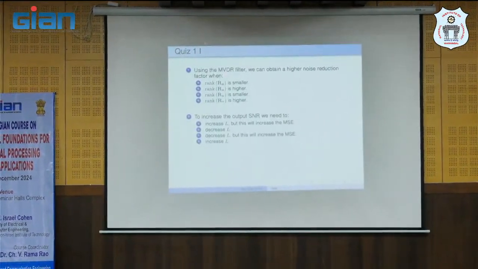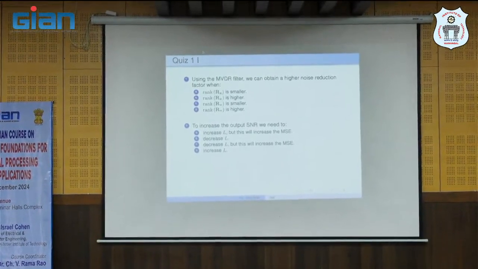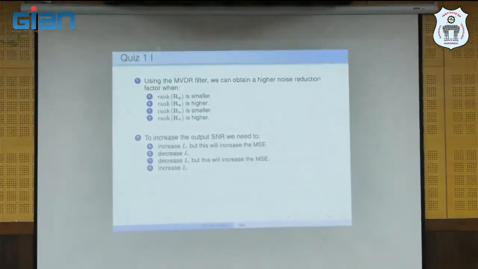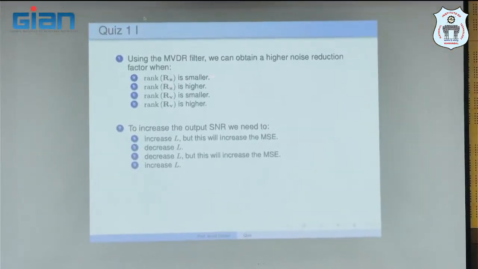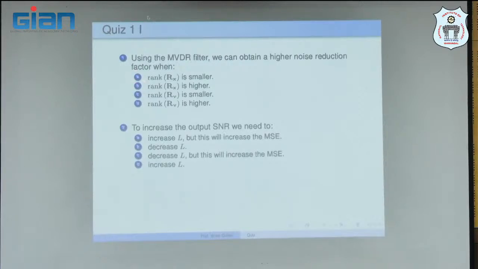It's correct? I didn't hear. A, B, C, D. A. Okay, good. Because when the rank of Rx is smaller, the noise subspace is larger, so we can reduce more noise and we get higher noise reduction. Good. To increase the output SNR, we need A, B, C, D.